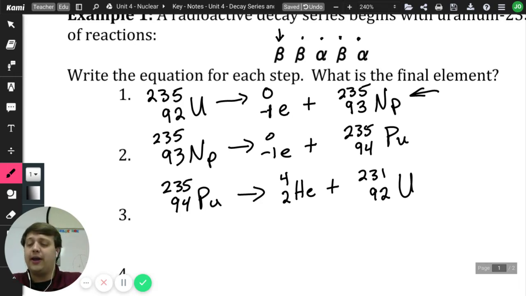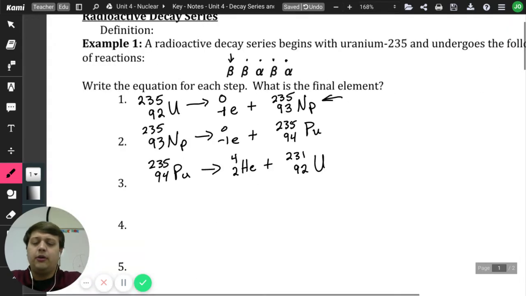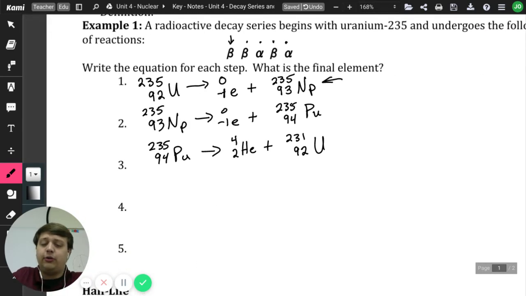So if you compare that to what we started with, what has happened? Well, we've lost 4 mass. Okay, so this is what happens with our decay series. We're going to start to see the elements, and the elements that are produced are going to start to change. Okay, so now I'm in step 4 here, so I'll start with uranium-231.